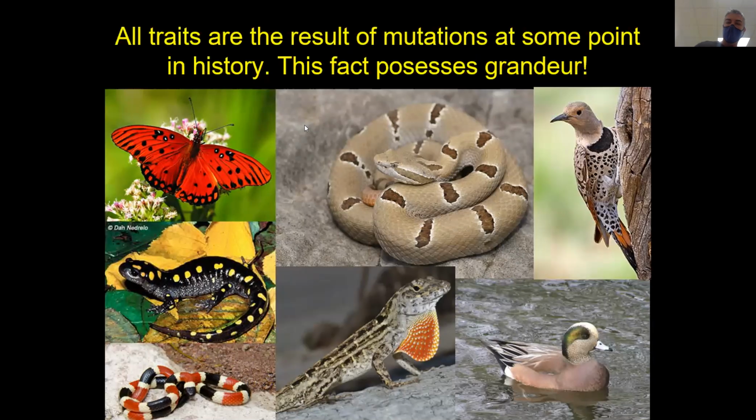All traits are the result of a mutation at some point in history. This fact possesses grandeur. These are some of my favorite organisms, and I find them to be extremely beautiful. I spend a large proportion of my time looking for some of these very organisms. This is a little bitty rattlesnake right here that you can only find in 2 states in Mexico, and it's absolutely a stunning animal. And I love to go and look for it. And I can't wait to get back down there to see it again. Haven't seen one since 2008.